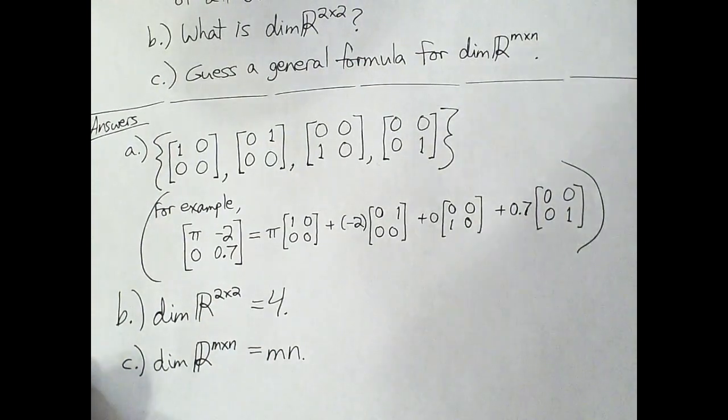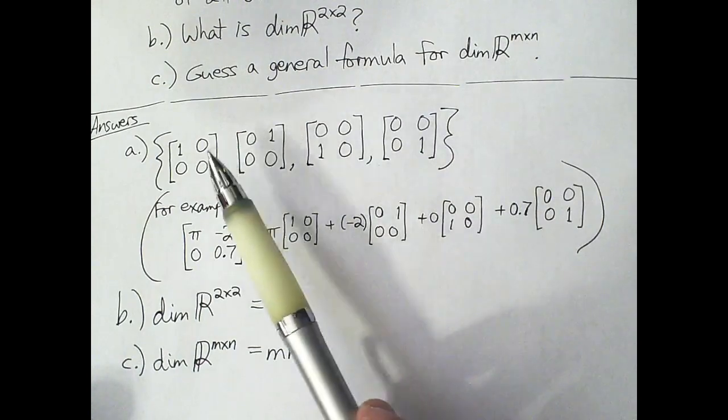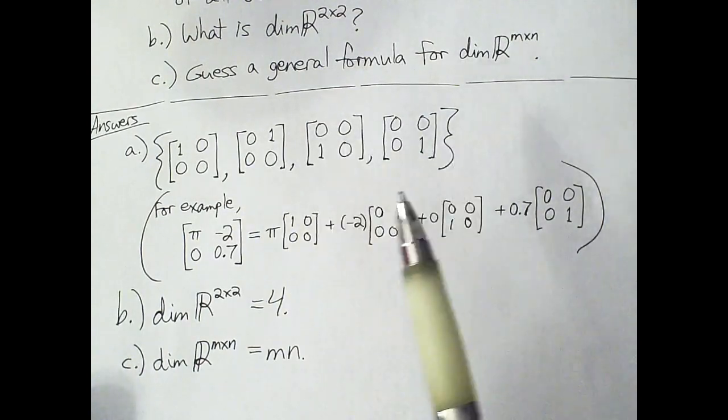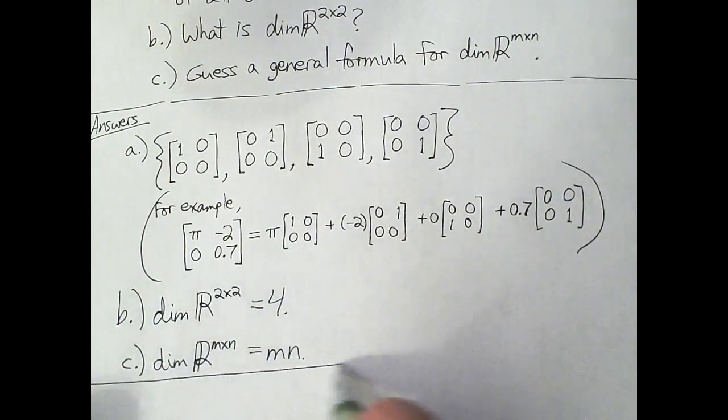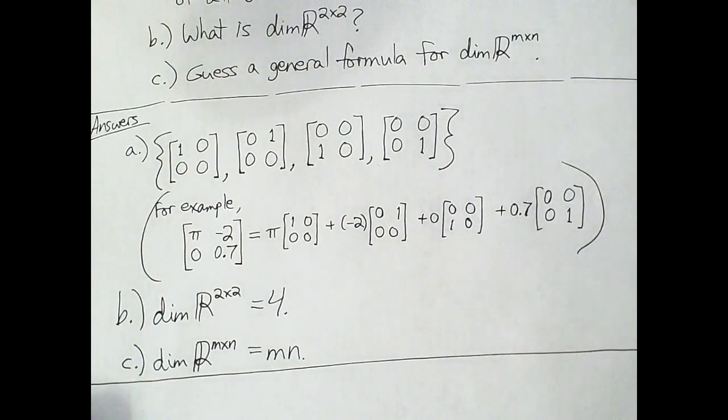If you had the space of all 3 by 2 matrices, you would need 6 basis elements. If you had the space of all 4 by 5 matrices, you would need 20 basis elements. And your basis elements could look kind of like these. They could be mostly zeros and just have 1s in the appropriate places. So that's a nice formula.